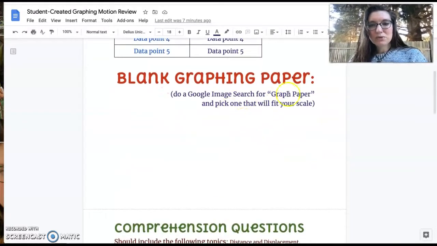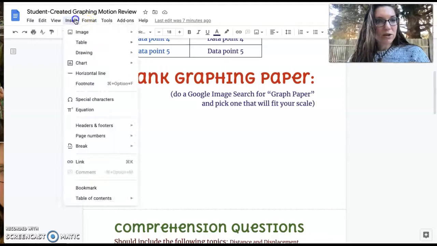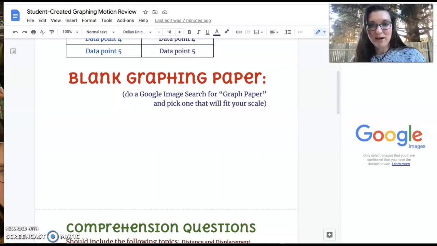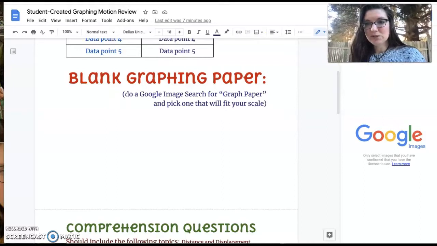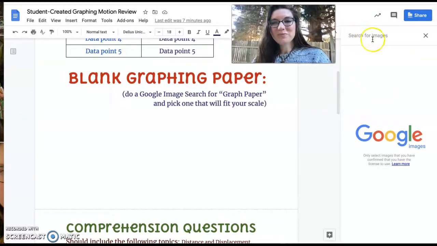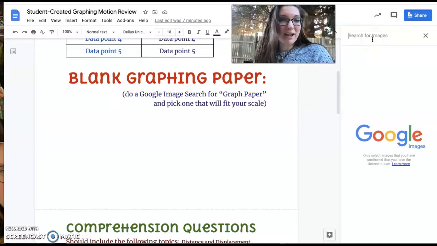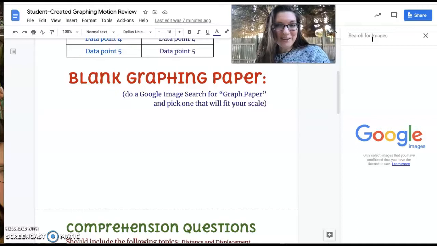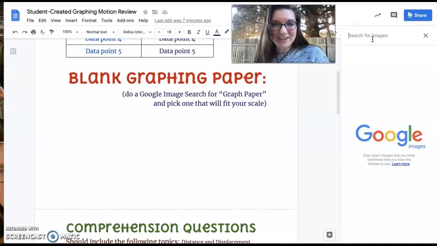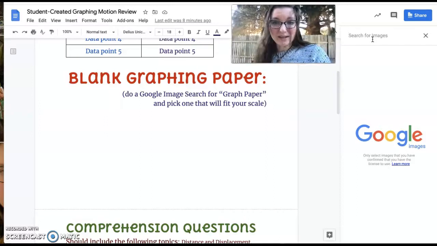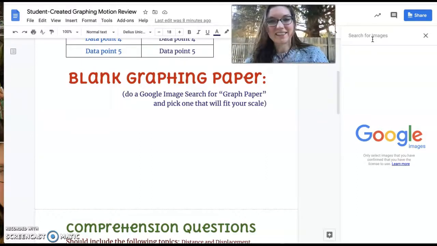You are going to do a Google search for graph paper. Now, if you want to do that, you go to Insert, Image, Search the Web, and you can find something there. I would search for graphing paper, probably, or graph paper would work also. And then when you find one that's going to fit your scale, because you might have numbers like 1, 2, 3, 4, or you might have numbers like 200, 400, 600, 800, 1,000, something like that. It's totally up to you what is going to work for you and how you want to have students set their scales for that.